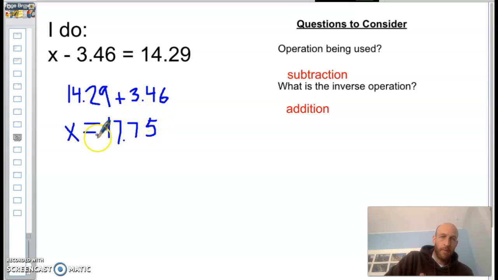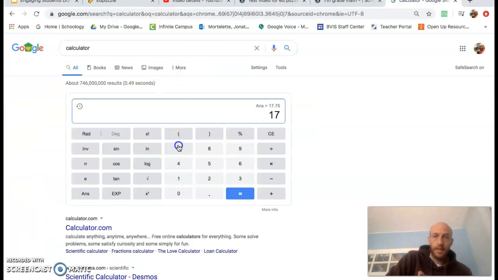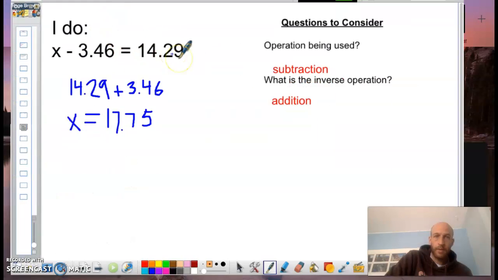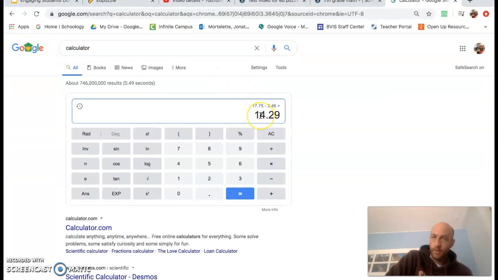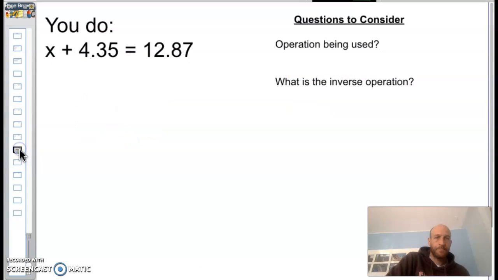So if I put this 17.75 here, and I take away 3.46, I should get 14.29, okay? So we can check that real quick. 17.75 minus 3.46, I should get 14.29. Okay? All right, go ahead and try this next one on your own.